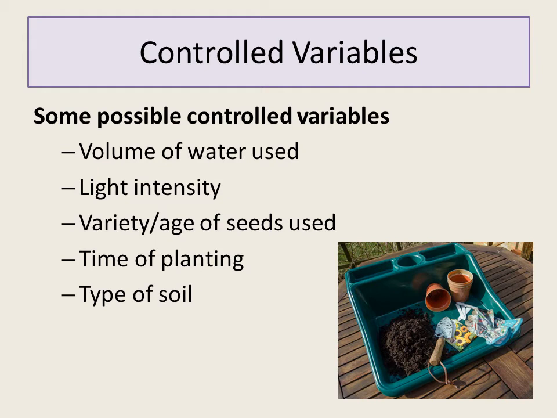The variety or the age of the seeds used. That can make a huge difference. Some sunflowers grow particularly tall and some are designed to be quite short, so we need to make sure that we're using the same variety of seeds. The time that we plant them, we must plant them all at the same time so that they've got equal opportunity to grow. Maybe the type of soil that we're using or what we're actually growing it on. So there's a number of things that would make a difference.